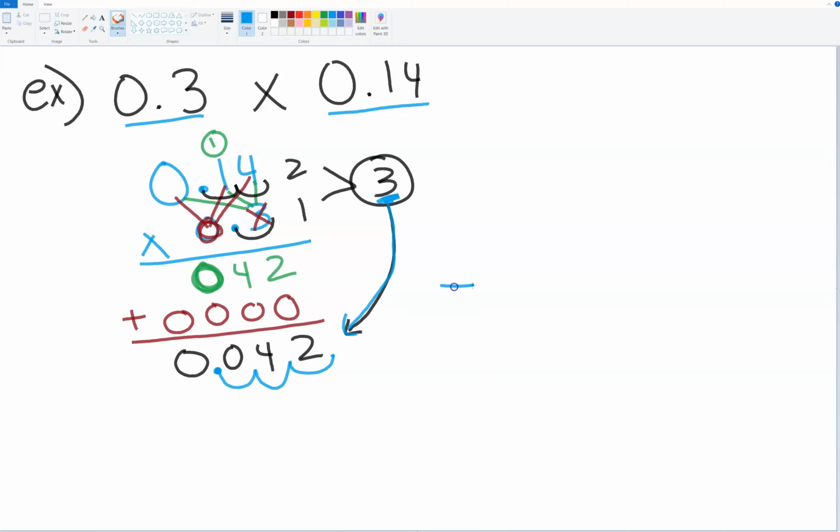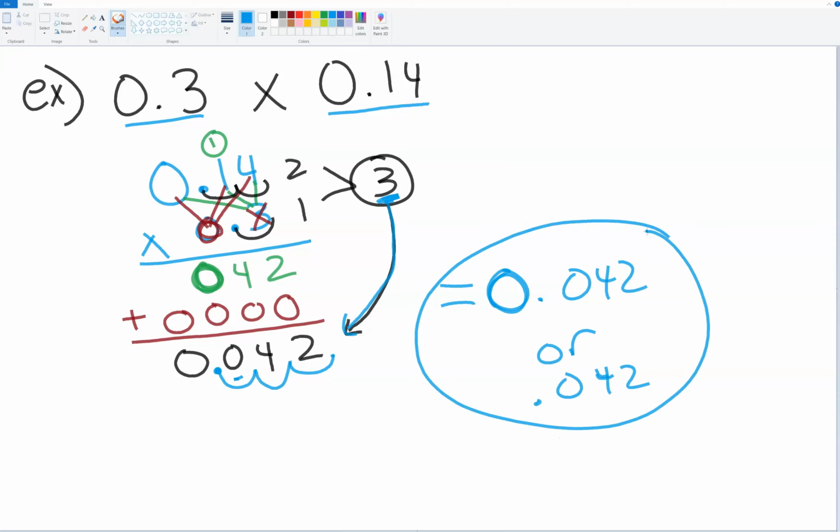So your new answer is now 0.042. Remember never to get rid of that 0 that is before the decimal. The only thing you can do is take out the 0 at the end if you choose to take this one out, and here you would get the same answer. All right, thank you.